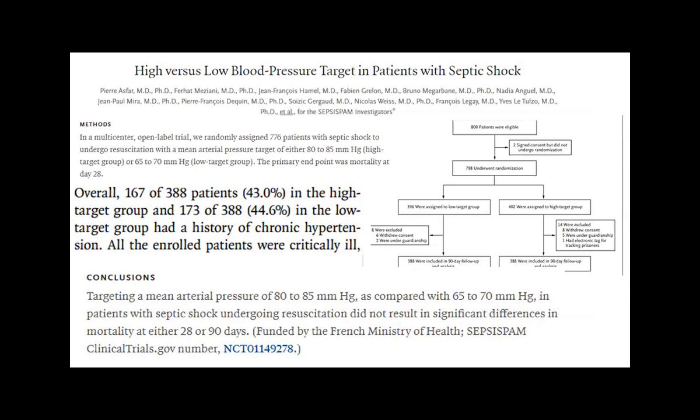But the only benefit, if you read through this article, provided by the high blood pressure target group is reduced renal replacement therapy. That's all for this study. So generally, all patients in septic shock should keep MAP 65 to 70. No need to change so much just because you prescribe the patient hypertension medication.